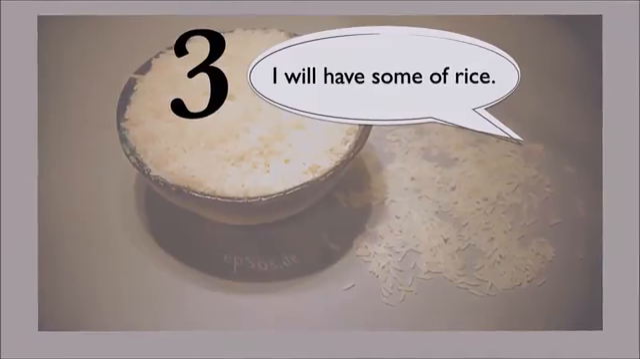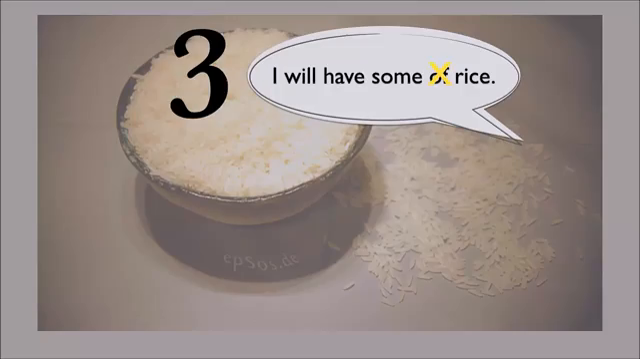The third type of mistake can be shown in this statement. I will have some of rice. Perhaps you're thinking, there's an extra word here. I will have some rice. Good. But now let's talk about why it's incorrect to have of here.